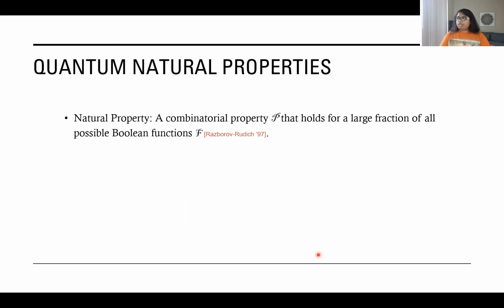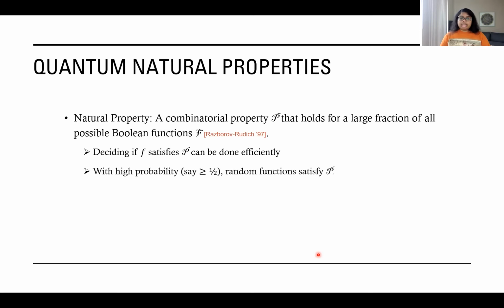Essentially, it is some combinatorial property P that holds for a large fraction of all possible Boolean functions. So like I said, it identifies the absence of structure, which means it's a property that permeates many, many functions that you would care about. But you should be able to decide if some function satisfies this property P efficiently for it to be useful in any sense. And with high probability, let's say at least half, you want to say that random functions satisfy this property. So this kind of helps to satisfy the large fraction condition.